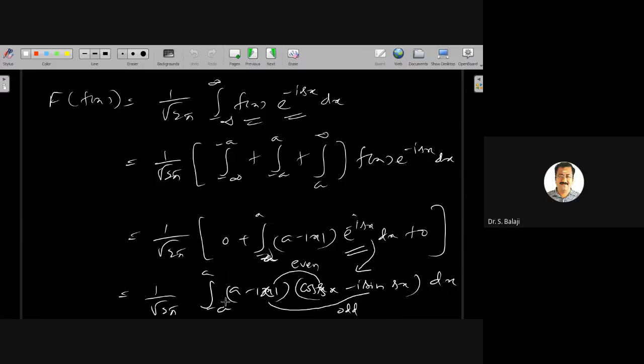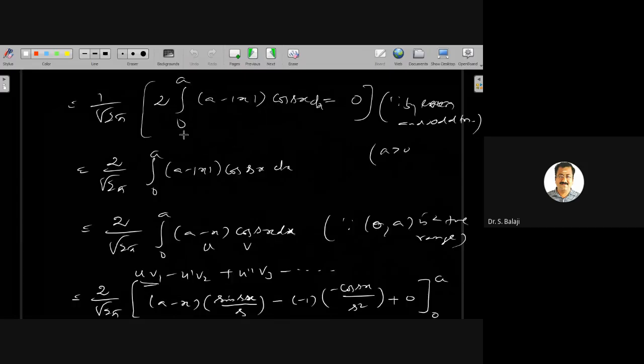Therefore, you can write this as 2 into the integral from 0 to a, since the sine part is 0 here. Therefore, we can write 2 into the integral from 0 to a of (a minus mod x) cos sx dx. The integral from minus a to a becomes 2 times the integral from 0 to a, and the sine function part is 0. This is by the even and odd function idea.